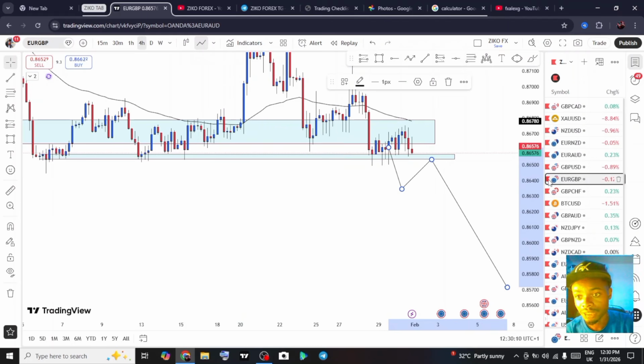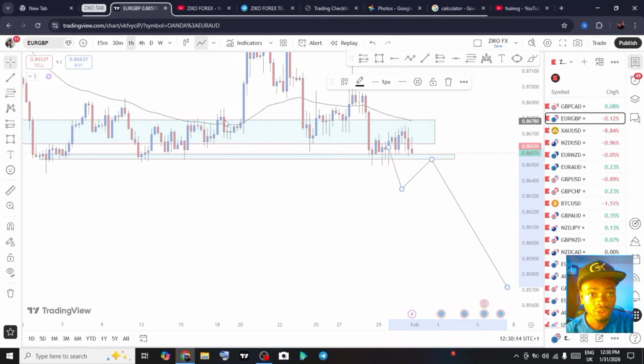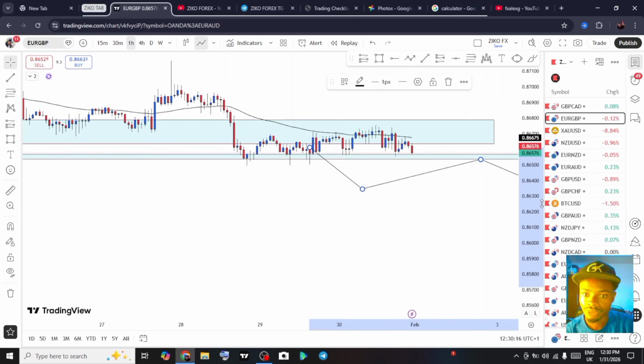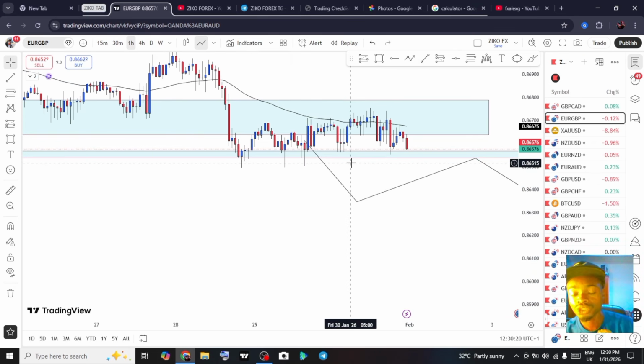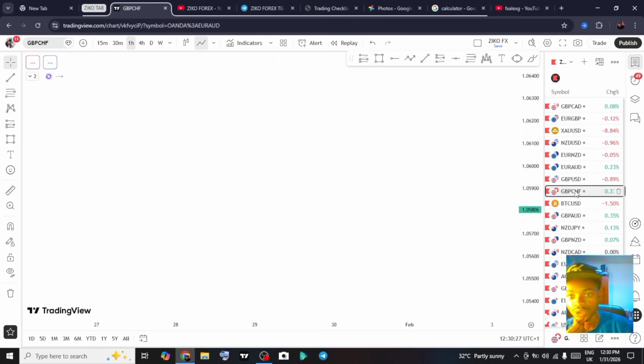So I like this pair. I'm still going to add it for this week. On the 1 hour time frame, if I come over to the 1 hour time frame, this is going to be a very, very clean setup next week, right? So Euro GBP sells for next week, right? Sells for next week. GBP CHF, let's see what we have there.